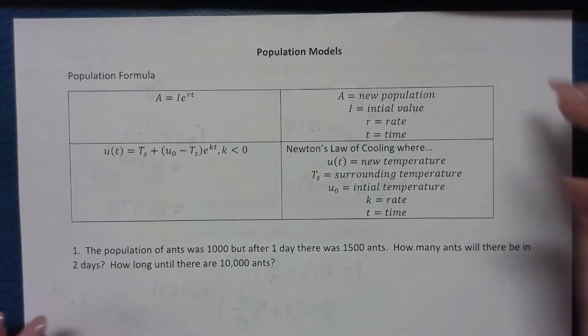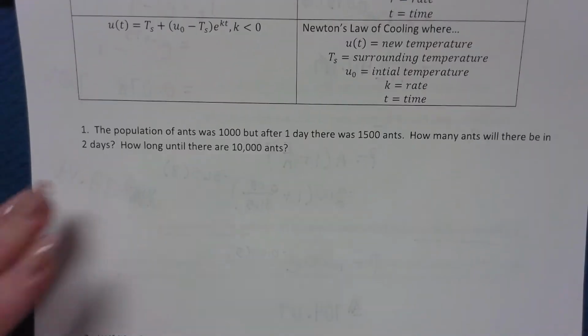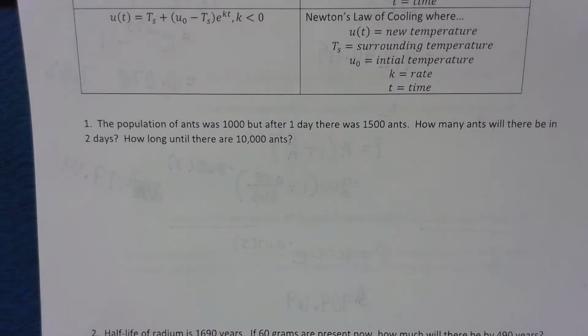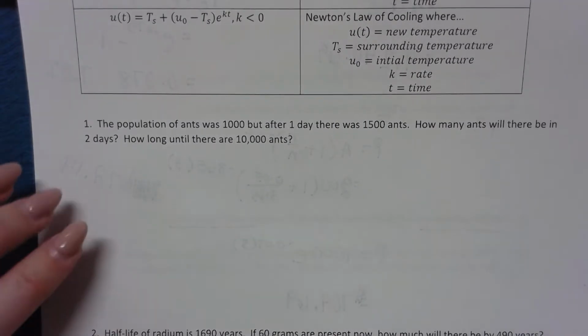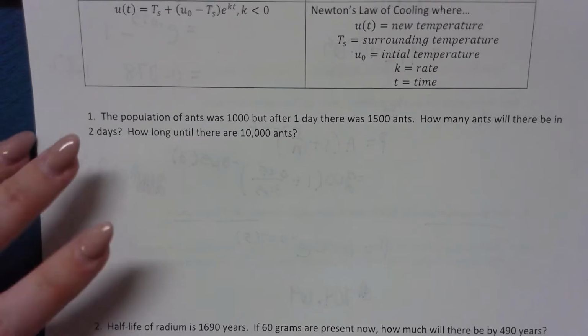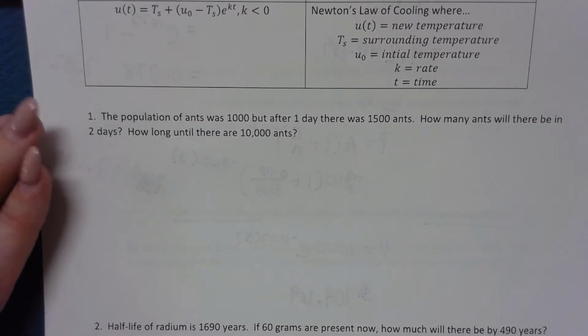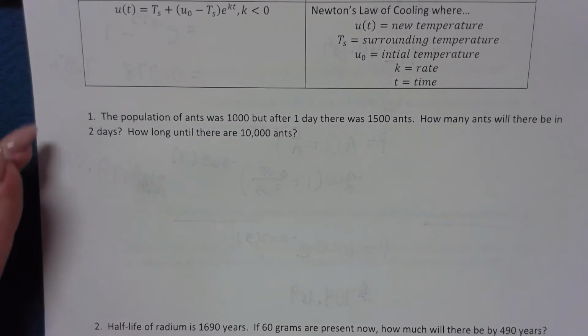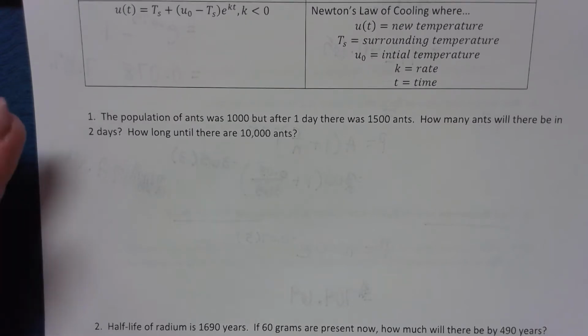worry about this problem. Okay, so number 1 says the population of ants was 1,000, but after 1 day we had 1,500 ants. How many ants will there be in 2 days? How many ants will there be, or how long will it take for there to be 10,000 ants?